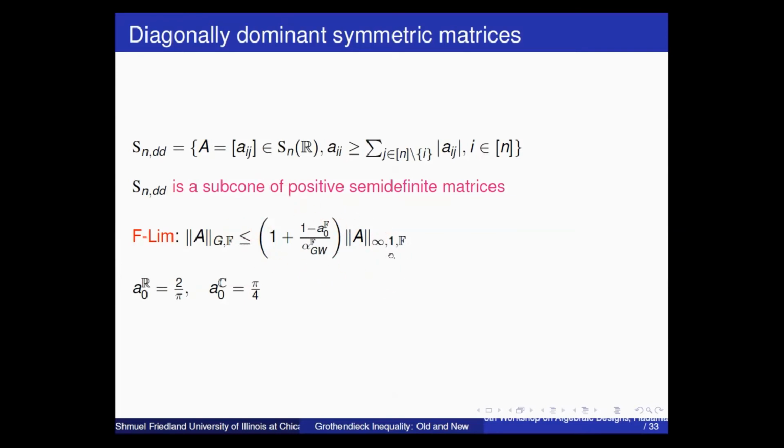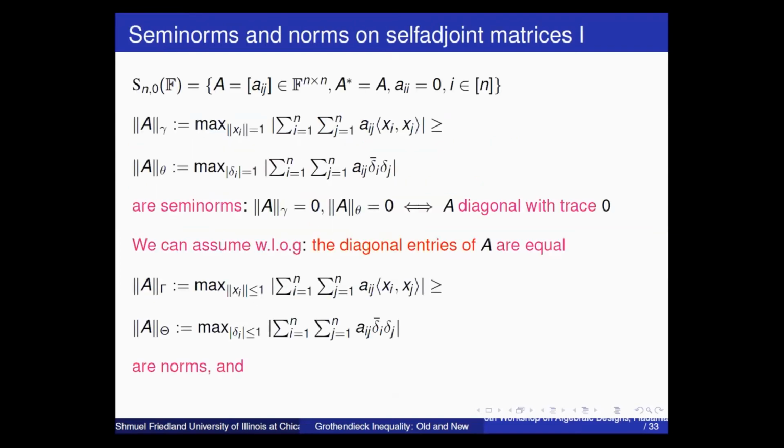I'm not sure if this is the best possible, but this is it. Okay, next. Now we're switching gears and we want to discuss an inequality, a Grothendieck type inequality for, let's say for simplicity, symmetric matrices, but it can also be Hermitian. First of all, a piece of notation: S_n^0 is all Hermitian, or self-adjoint, matrices with diagonal 0. So now let's introduce this one.